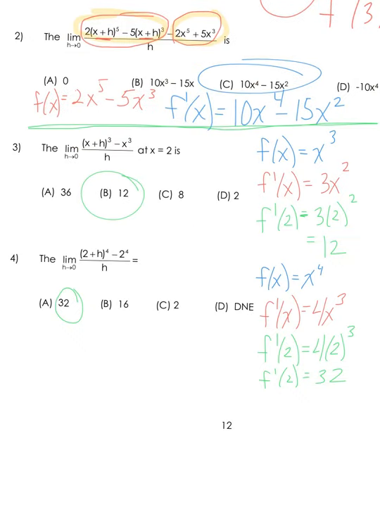Okay, so you can see for number 3 I got B. This one was pretty much like the first one. F of x is x cubed. Derivative is 3x squared. Plug 2 into the derivative to get 12.